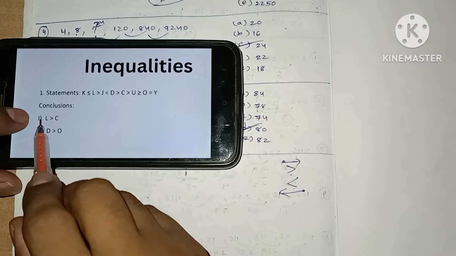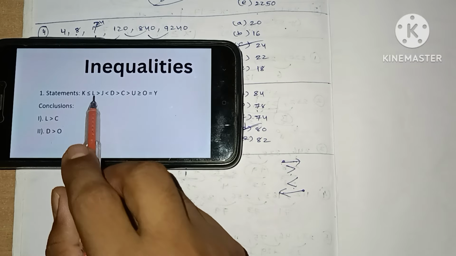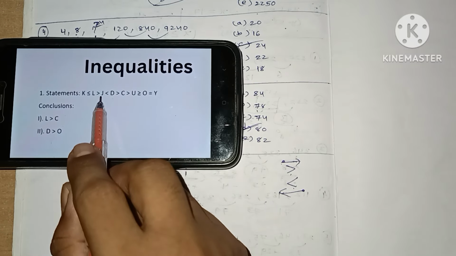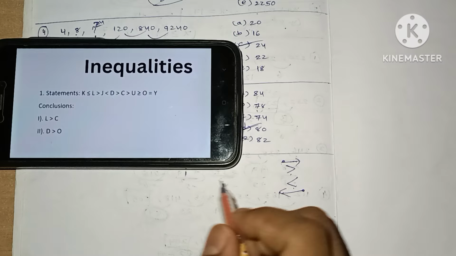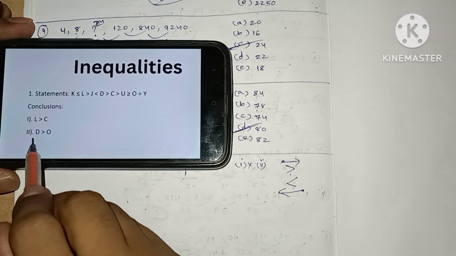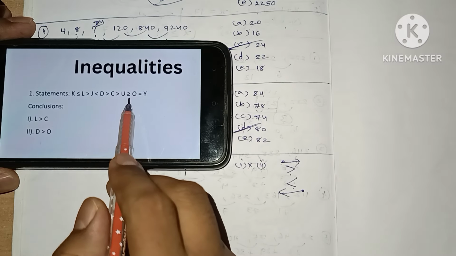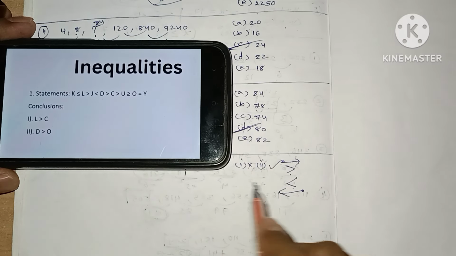Let's see the first question, the conclusion. First one is the flow from L to C. From L we can reach J but cannot reach C. So first conclusion will be false. Second conclusion, the flow from D to O. From D we can reach O, it is possible. So second conclusion will be true.